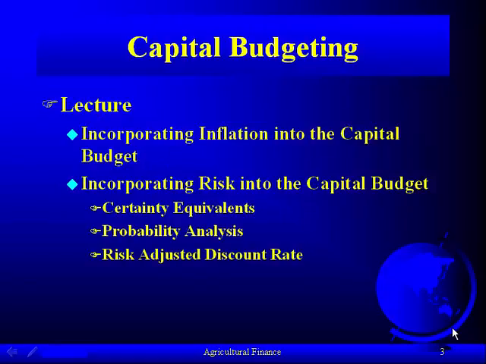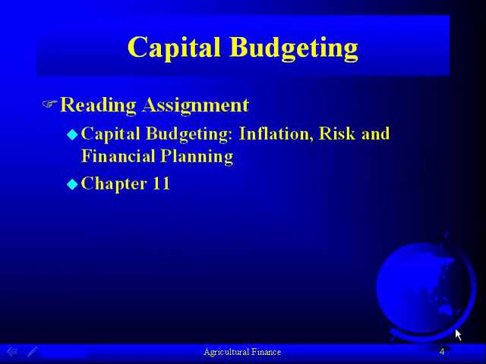We'll look at how to incorporate inflation into the capital budget, and then we'll also look at how to incorporate risk into the capital budget. We will talk philosophically about certainty equivalence and about probability analysis, but then we will focus and use in this class the risk-adjusted discount rate. And we'll use that latter because it's more intuitive, it's easier to use, it's a succinct way to incorporate that into the problem. You're in chapter 11. Again, I encourage you to read it.